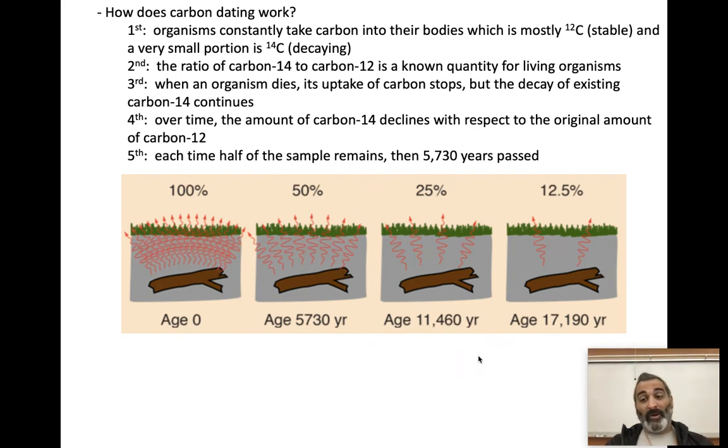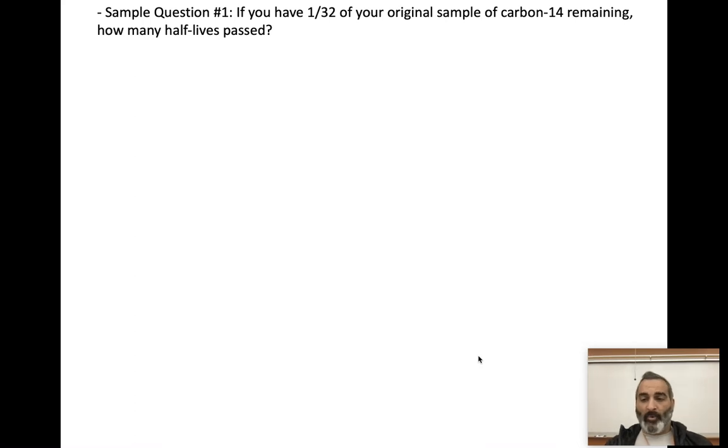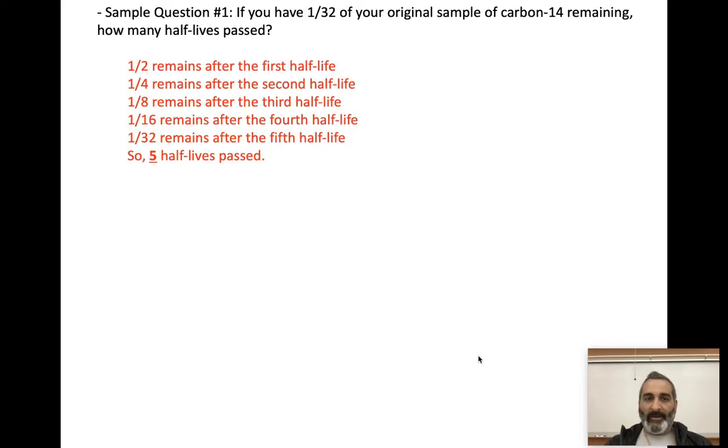Using this information, we're going to have to do some calculations. So let's see what is expected of us. Here's sample question number 1. If you have 1/32 of your original sample of carbon-14 remaining, how many half-lives did you have? So you start with 100%. And here's the math on how to do it.